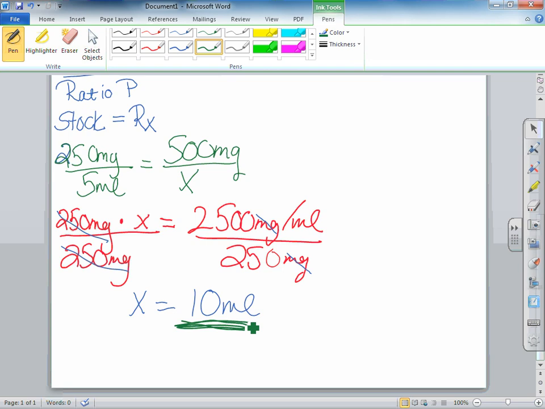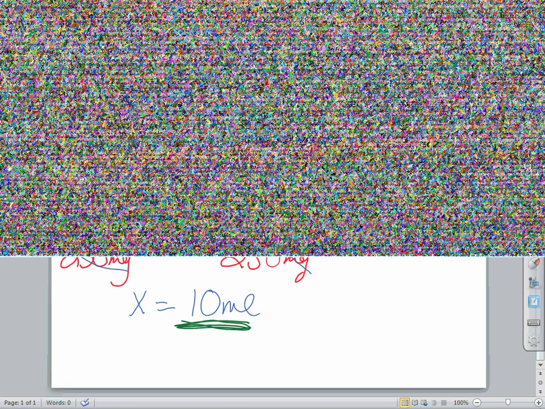So remember, on page 243 it states that oral syringes come in a 1 milliliter, 5 milliliter, and 10 milliliter. You sometimes can get a 3 milliliter as well. So my question to you is, what size syringe would you use? Would you use a 5, a 1, a 3, or a 10? If you said 10 milliliters, you are correct.